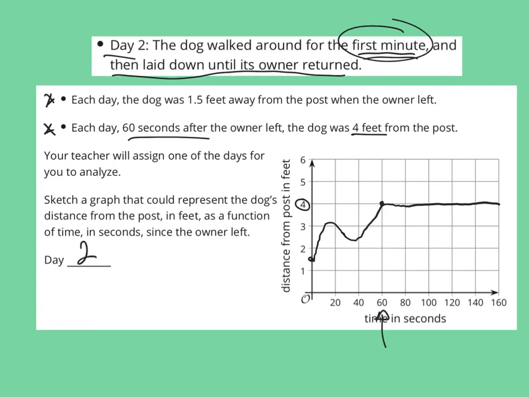This is day 2. One other option for day 2 is just to think, well, the dog could have initially walked closer to the post and then towards the store and then stayed on that, right?